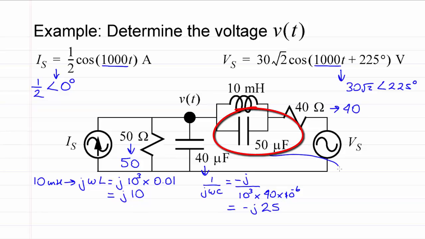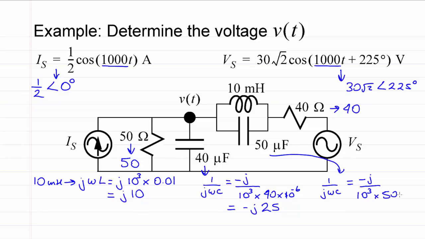Our last capacitor, again, will be of the form 1 over J omega C, and of course 1 over J is simply minus J, and that will be divided by omega, which is 10 to the 3. Notice all the omegas are the same, times 50 times 10 to the minus 6. If we do the arithmetic on that, we get minus J20. One thing to notice is that the capacitors end up with minus J, whereas the inductor ends up with plus J.